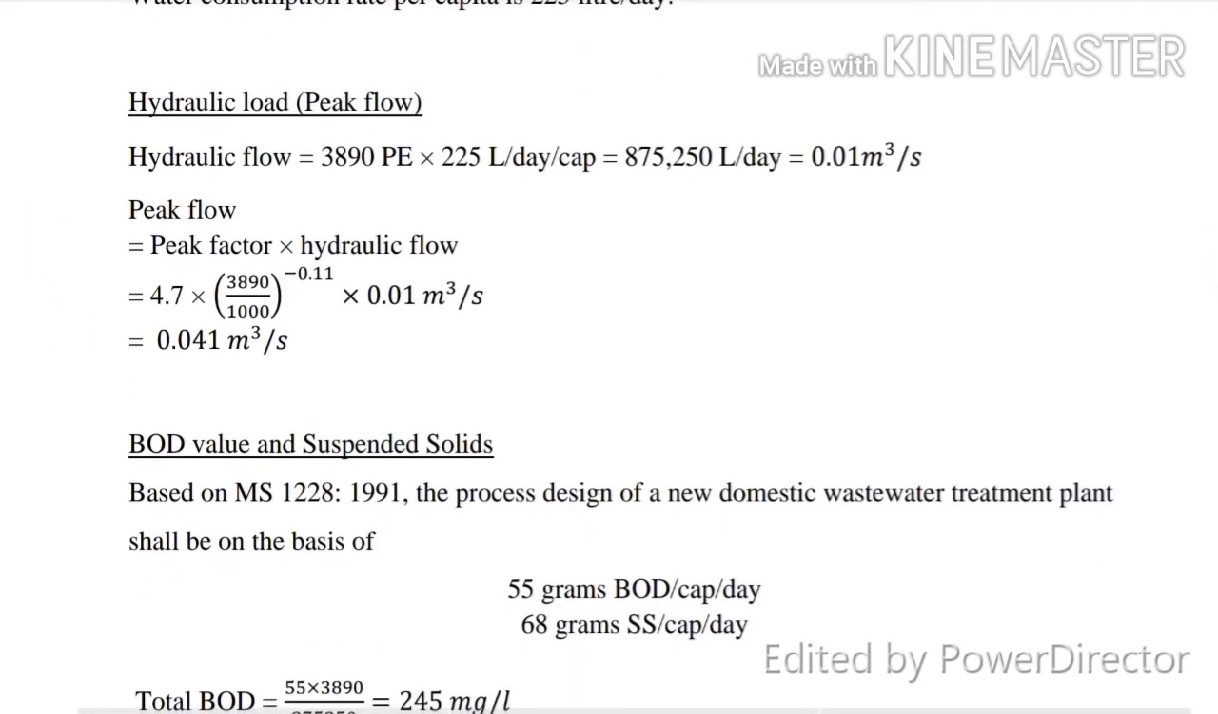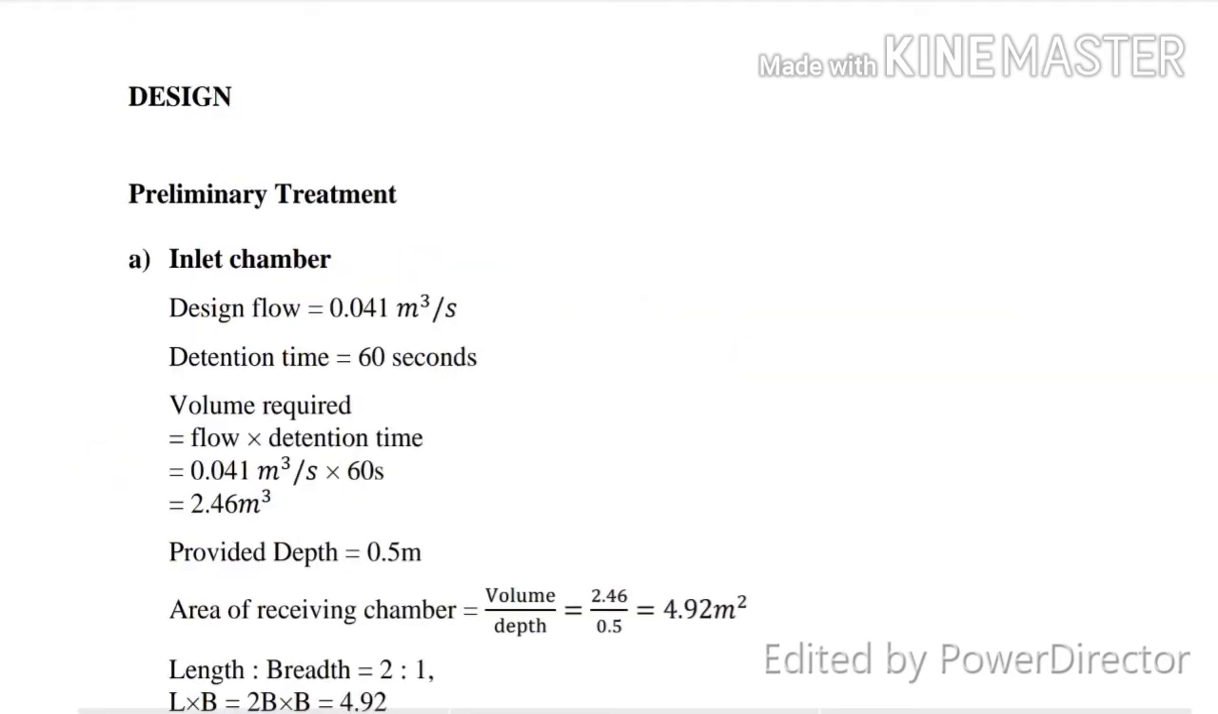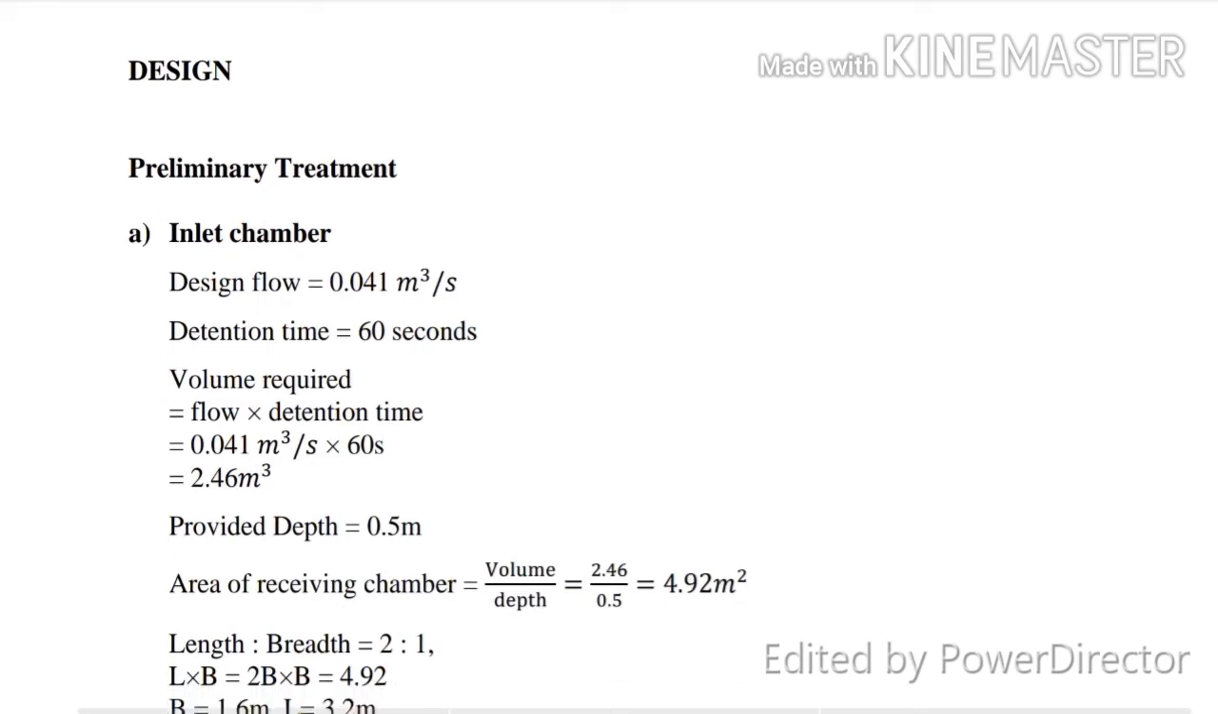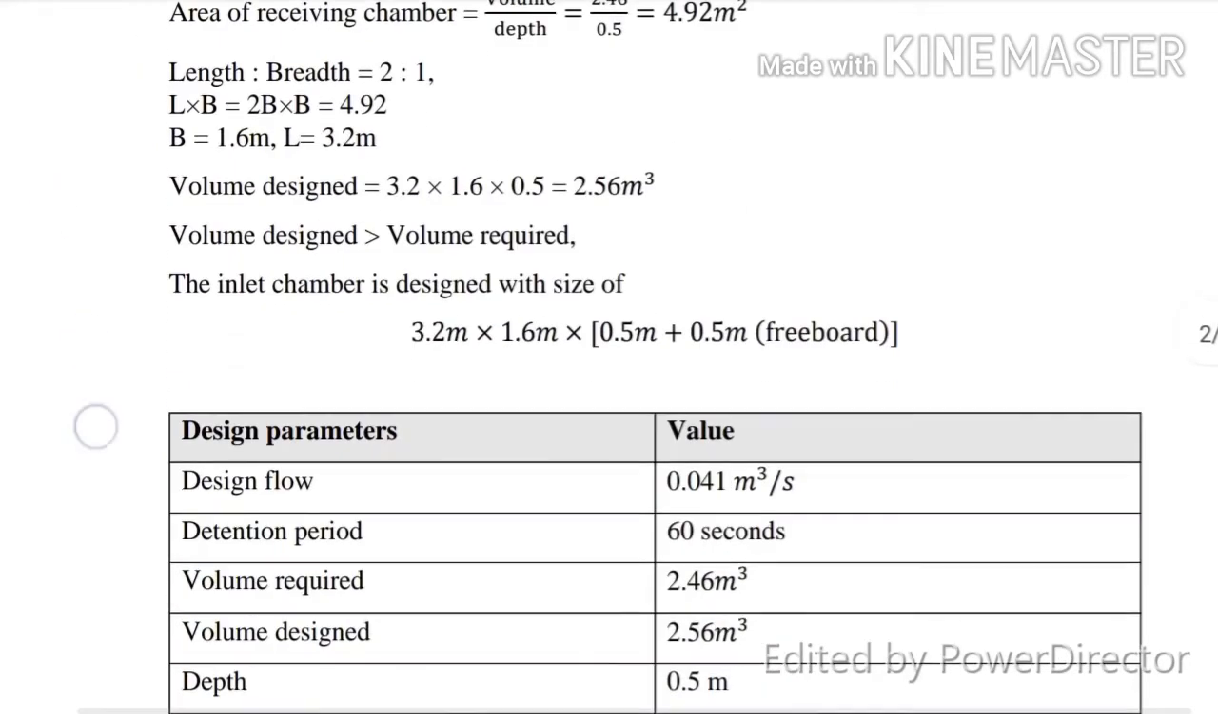The total BOD value and the suspended solids are calculated as well. Next is the design of preliminary treatment, which includes the inlet chamber, primary screen, inlet pump station, secondary screens, horizontal flow grit chamber, and skimming tank. We use the design criteria from the Malaysian Sewerage Industry Guidelines to design the preliminary treatment tanks. The design parameters that we calculated are tabulated in a table for each tank.